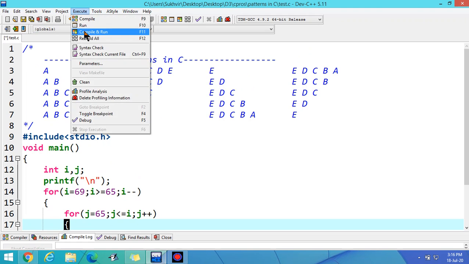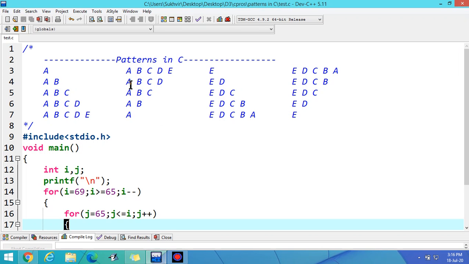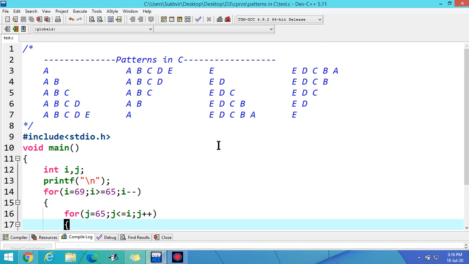Let's execute the program for second pattern. A, B, C, D, E, yes, A, B, C, D, E, A, B, C, D, A, B, C, A, B and A. All the values are there in second pattern. Now, what about the third pattern?